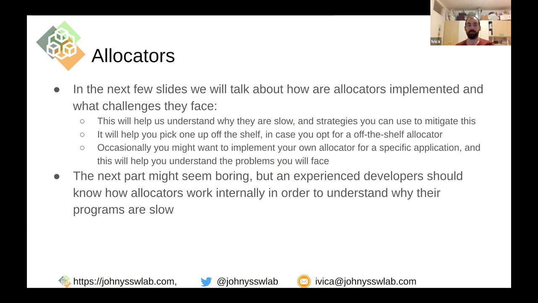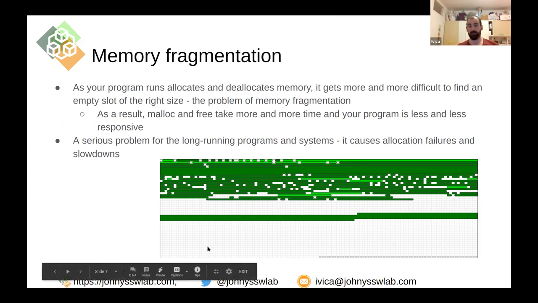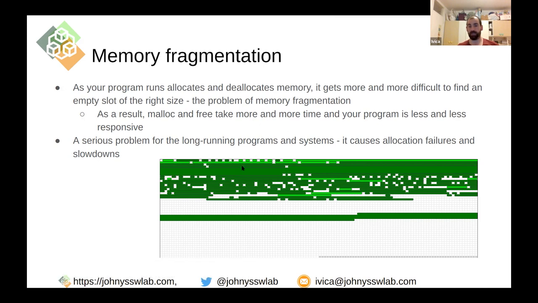So moving on. The first thing about general dynamic memory allocation is this. Your program is running for some time. It is allocating, deallocating memory, allocating, deallocating in some kind of pattern. As time progresses, it gets more and more difficult to find an available chunk of the right size. This is called the memory fragmentation problem. Now, if you look at this image, you see this is a heap. This is a big chunk of memory, and the things that are colored in green are taken, and the things that are colored in white are available.